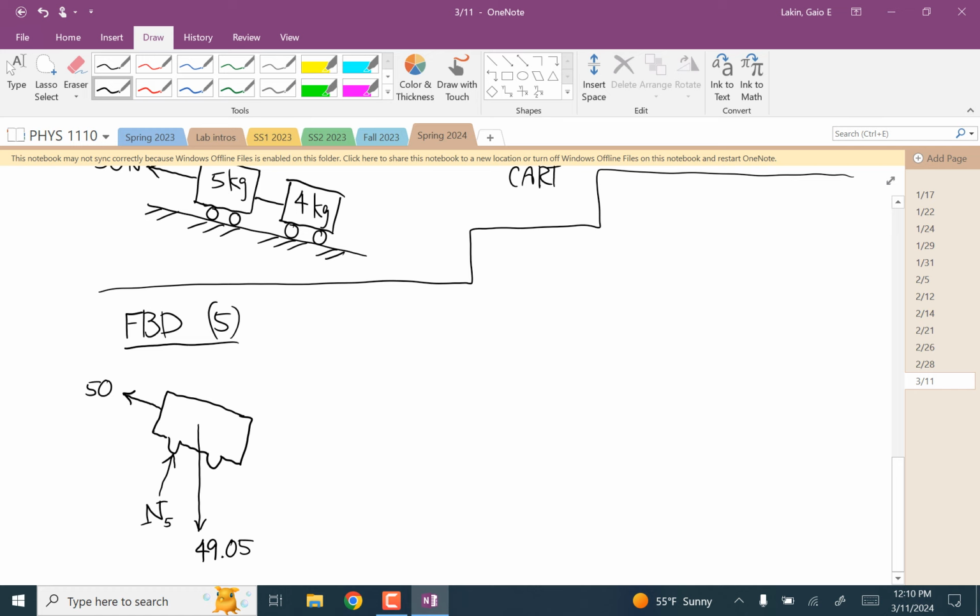And then keep going counterclockwise around and you get to the cable connecting these two bodies. Well, if it's a cable, it has to be a pulling force. So that force is parallel to the cable, away from the body. And we don't know what the magnitude of that is. I'm going to label it T for tension. Any questions about that one?